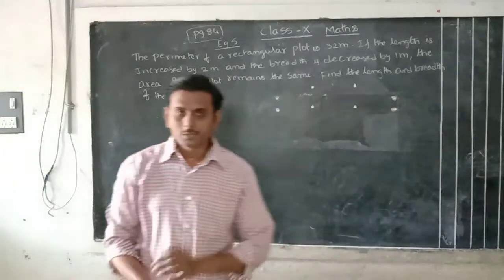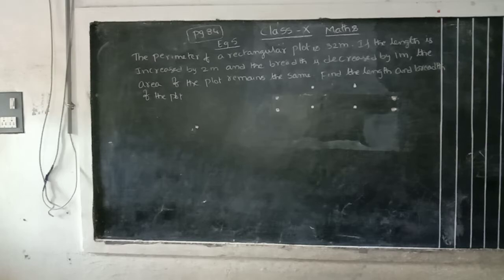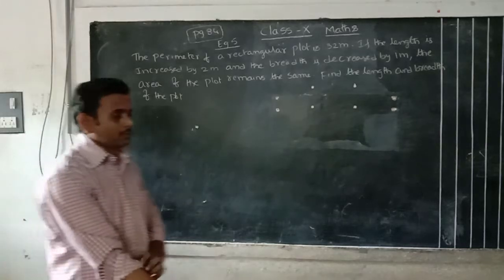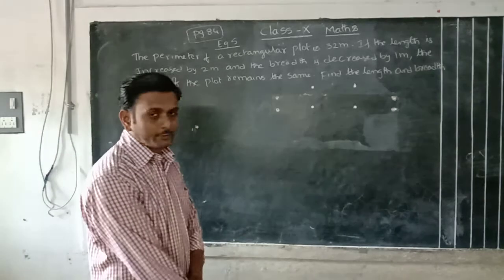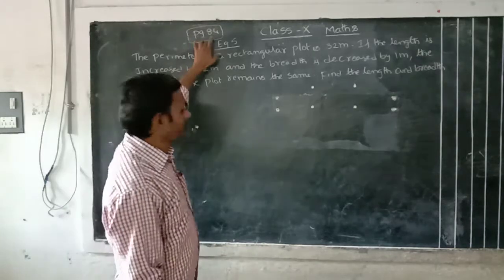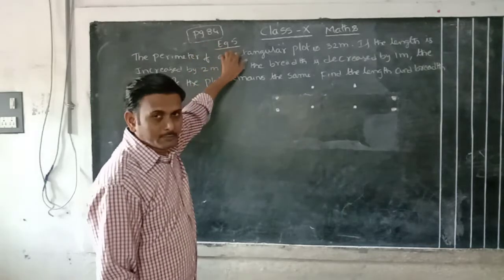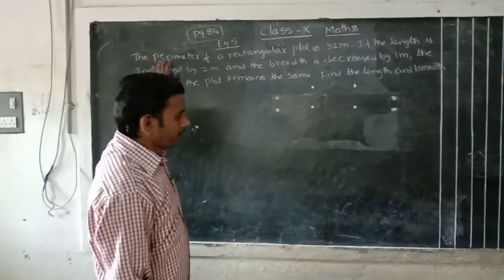Okay, hello students. In the previous class we discussed questions related to pairs of linear equations, and we are continuing that. Page number 84, Example 5. What is the question given there?